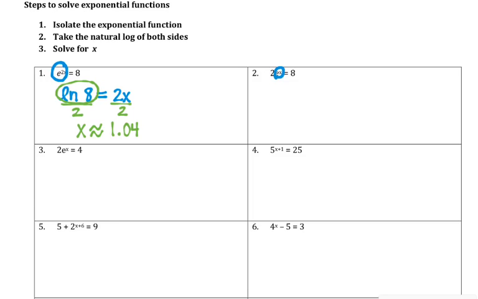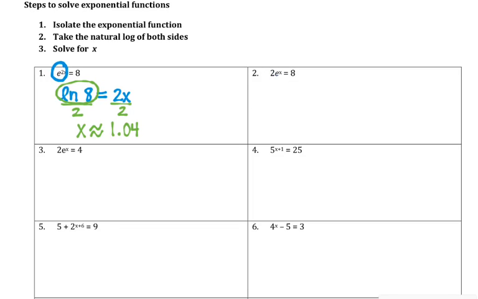Also, if you check this answer, 1.04, by plugging it back into the original equation, you're going to get an 8. If you don't use the natural log button, you will not get the right answer. So you'll know you're wrong. So that's the benefit of checking your work. You always know when you made a mistake.